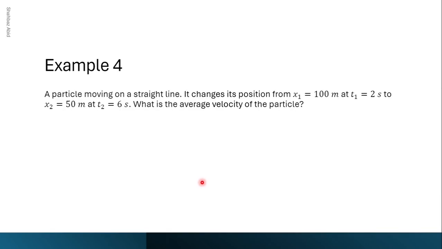Let us see an example for a particle moving on a straight line. It changes its position from x1 equals 100 meters at t1 equals 2 seconds to x2 equals 50 meters at t2 equals 6 seconds. Now you can see that the final position is less positive than the initial position, which means I have to move backward. What is the average velocity of the particle? Please pause this video and try to solve this problem.